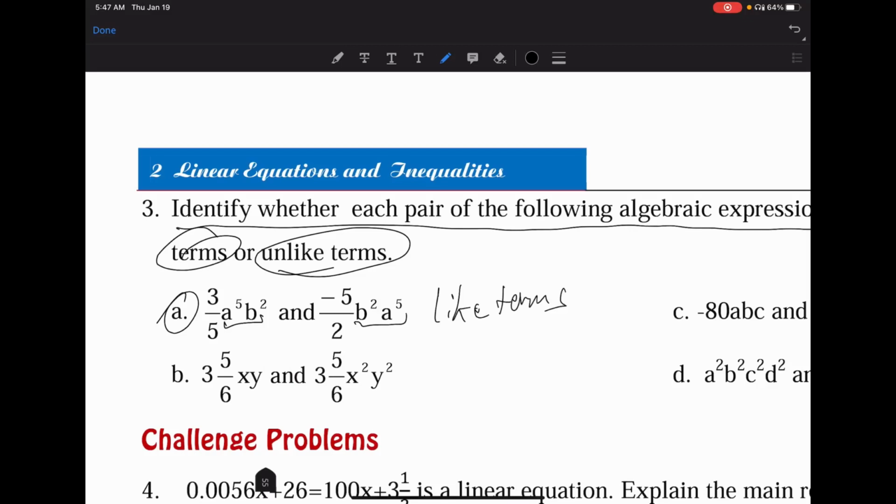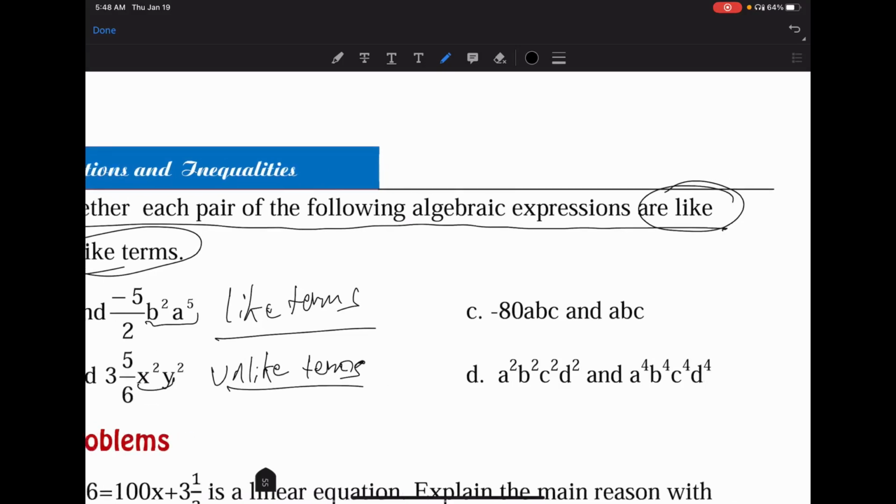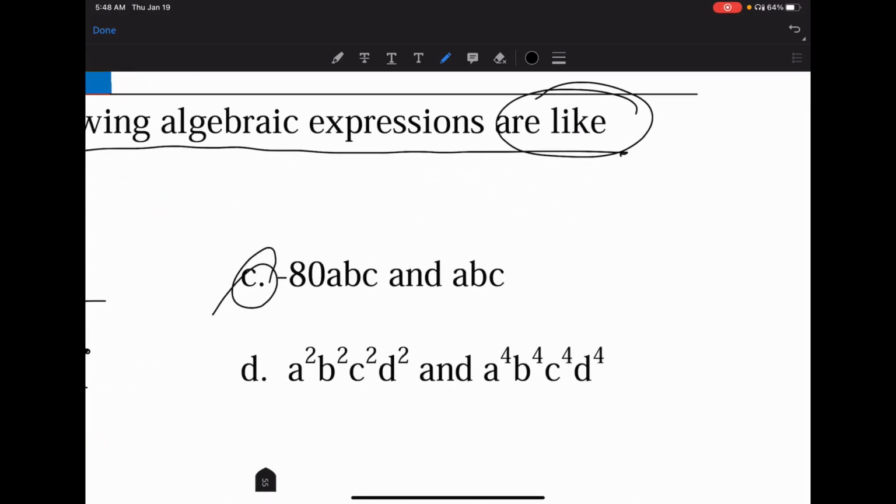Why are we saying like terms? Because the two terms only differ in their numerical coefficients. They have the same variables and the same exponents of variables. B has xy and x squared y squared, so they are unlike terms. Why are we saying unlike terms? Because even though they have the same variables x and y, the exponents of the variables are not the same. Therefore they are unlike terms. Great. Okay, this is like terms, and I will leave D2 for you.